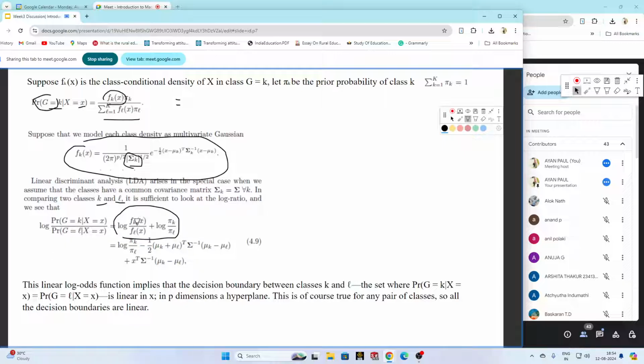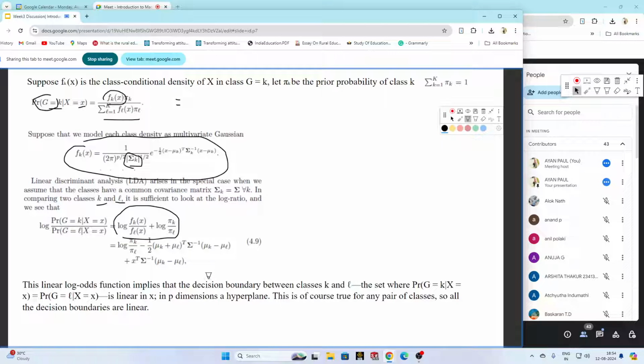Okay, log fk(x) divided by log fl(x) plus log πk and πl. This is related to the density function of that particular group K, and the density function of that group L, and log πk and πl is related to your sample size. Okay, sample size of K and sample size of L.